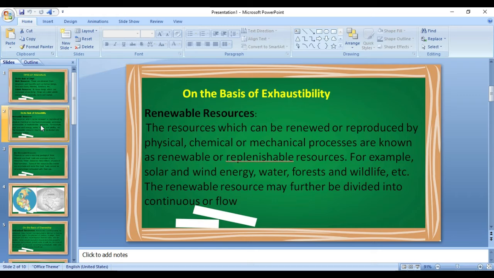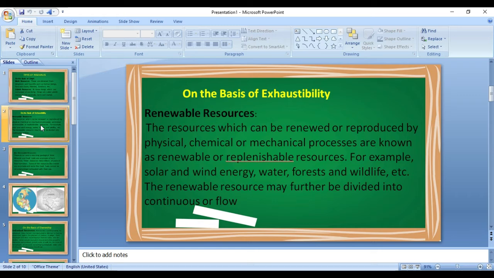Now, forest and wildlife. We have to understand this is also given in the renewable category. But look at the difference. Wind, water, and solar energy are renewable and continuous. It means if you make use of it once, it does not vanish. It gets replenished or renewed one after the other, and their quantity doesn't reduce.